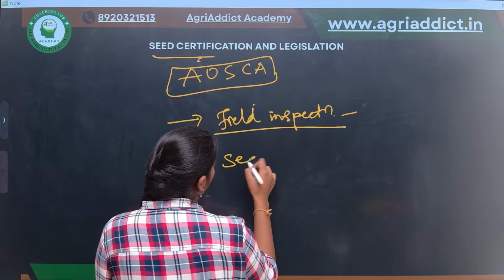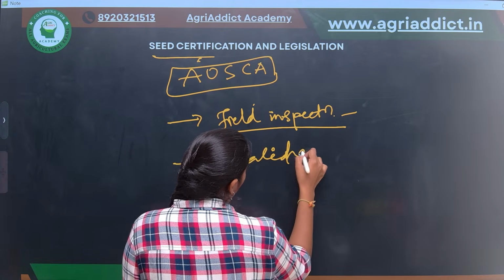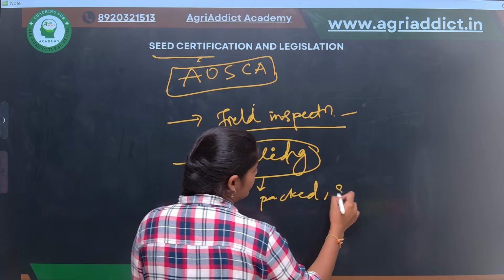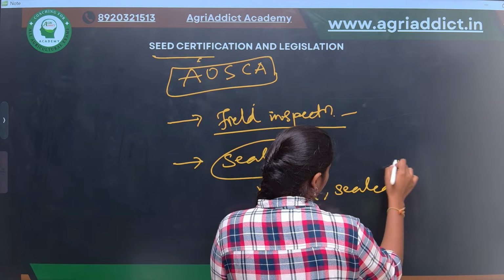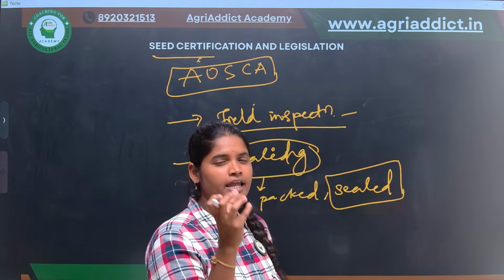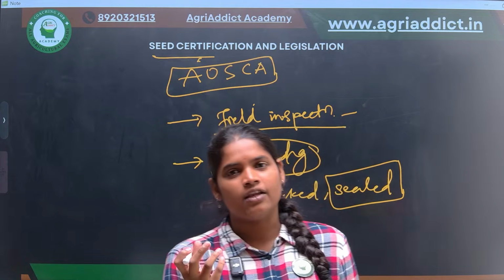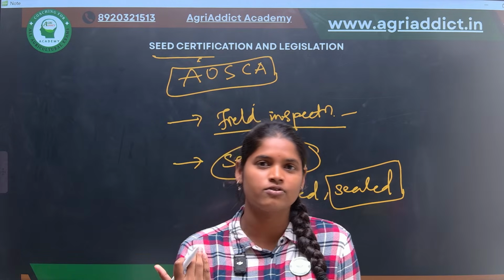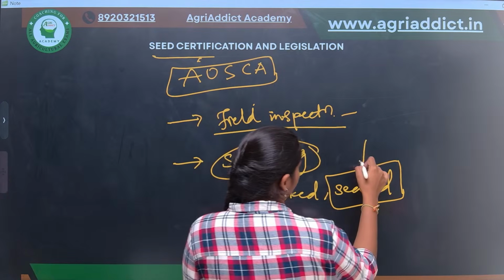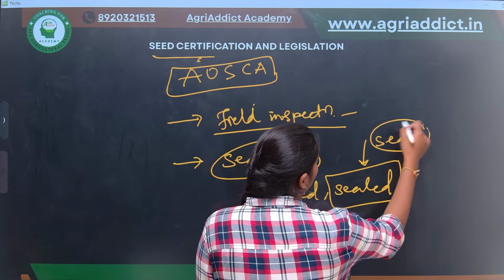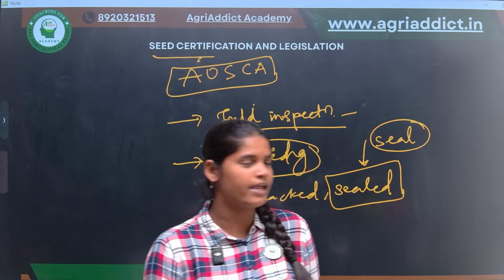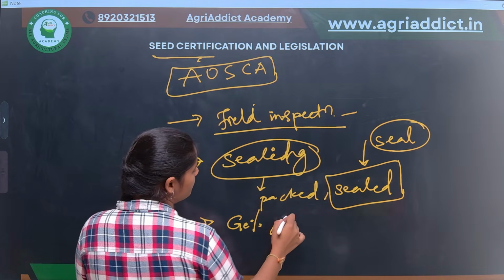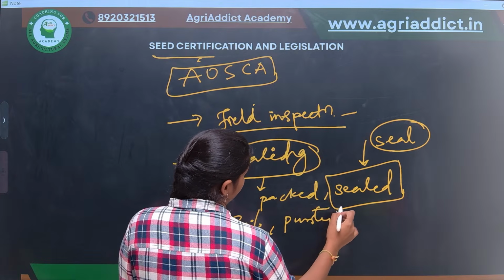They have also given some rules about sealing of the seeds. That is, when the seeds are packed, they should be sealed. For example, if we see any item with a proper seal stamp, we know it is from some authorized source, right? In the same way, if the seed packet has a seal, it will assure quality for both producers as well as buyers. That is on sealing. And they have also given some minimum germination and purity standards.